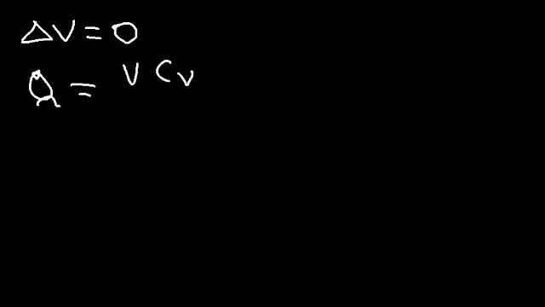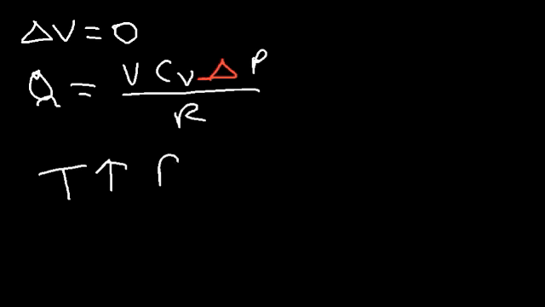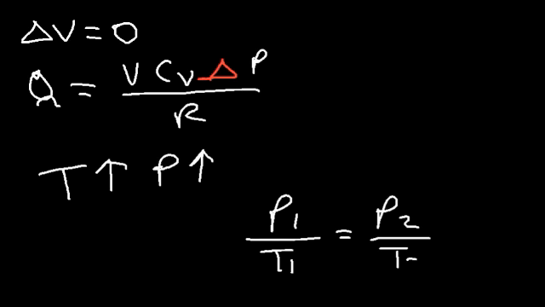Now there's more. For an isochoric process, where the change in volume is equal to 0, you can also use this equation: Q is equal to n Cv delta P divided by R. So this equation applies. And also, since the volume is constant, when the temperature goes up, the pressure will go up proportionally. So you can also use this equation: P1 divided by T1 is equal to P2 divided by T2 during an isochoric process. So that's it for this process.